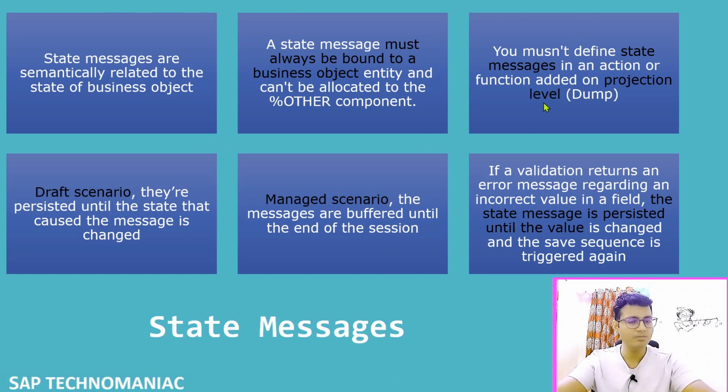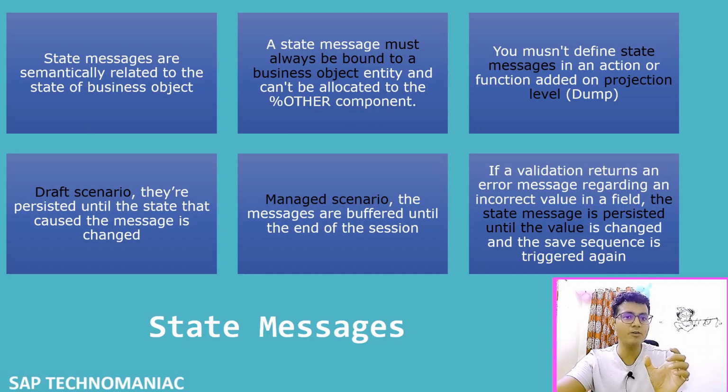For example, one of the most important points: suppose you are defining some actions and functions in the projection layer. At the projection layer, you should not pass any state message. If you pass a state message at the projection layer, you will get a dump. Second important thing, a state message either belongs to the instance or belongs to the entity. If some of the messages do not belong to the state instance and the entity, then you should not declare those messages as state messages. So that is the reason I have written the same thing. The other component will not work with the state messages.